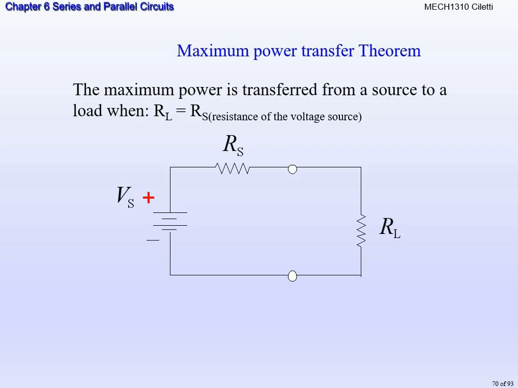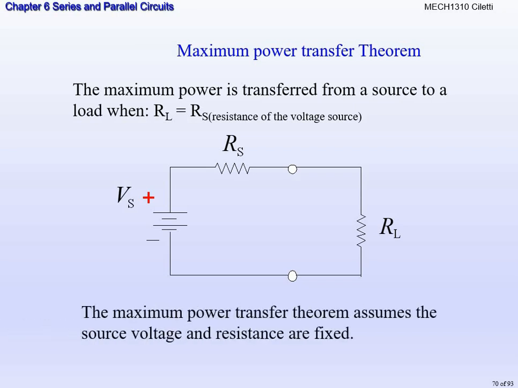But I want to get to maximum power transfer. This is a test question, and this makes the test question 1,000 times easier. When does maximum power transfer occur? When RL equals RS, where RS is the resistance of the voltage source and RL is the load resistor. When those two have the same value, that's where we have maximum power transfer. Very important, like in your car stereo system and things like that.